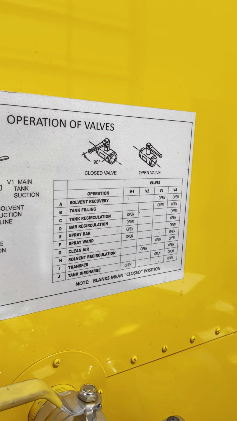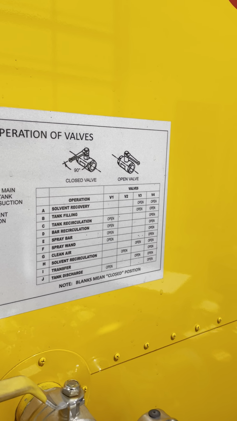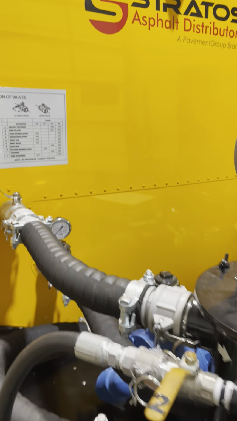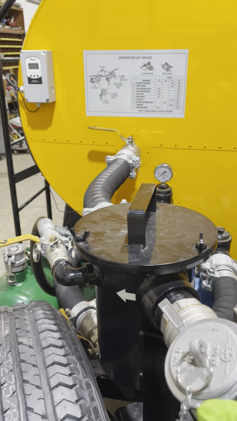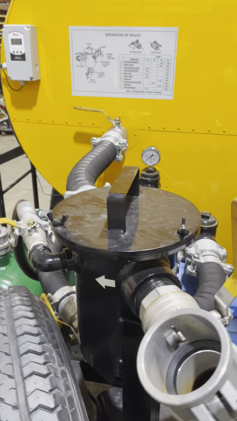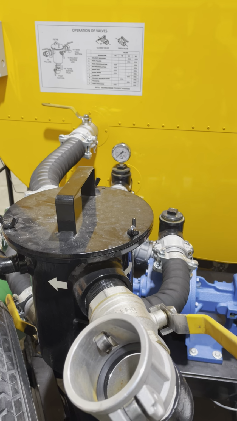Valve 2 will be off as well. Valve 3 will be open. This is our clean air valve. 2 is closed. 3, we take the cam lock off. We open 3. We hear a shot of air go through the system.